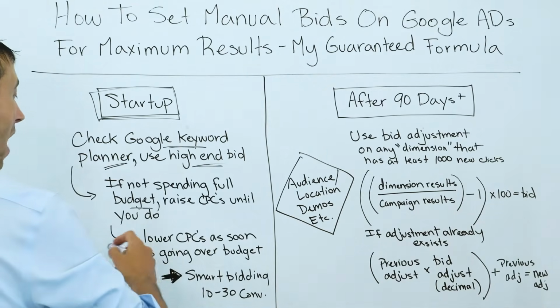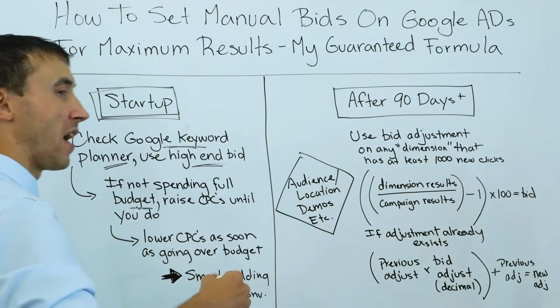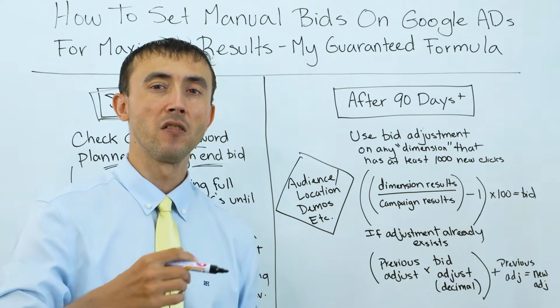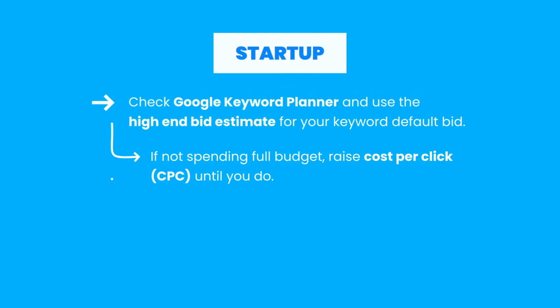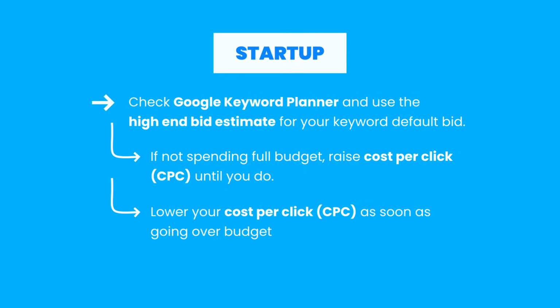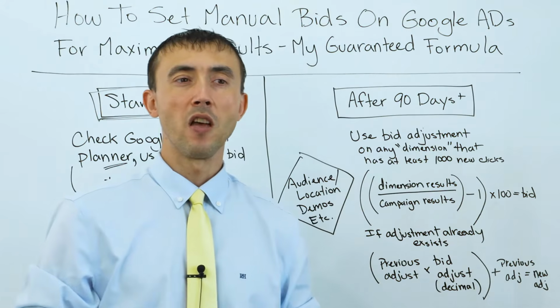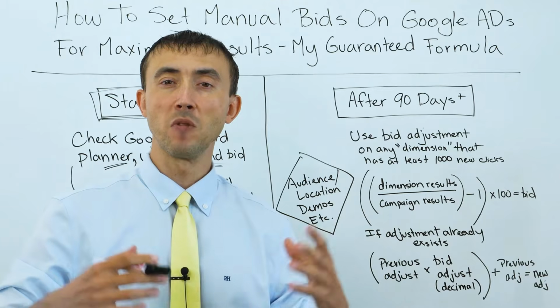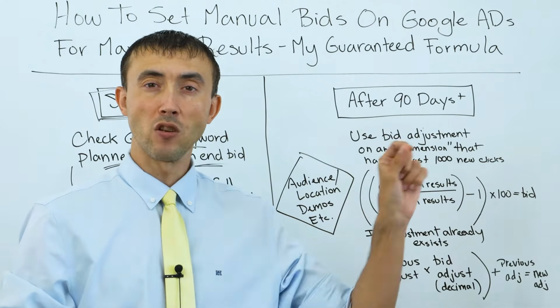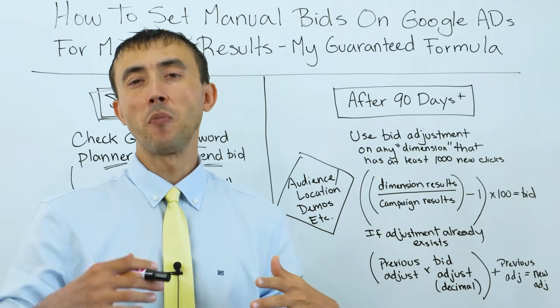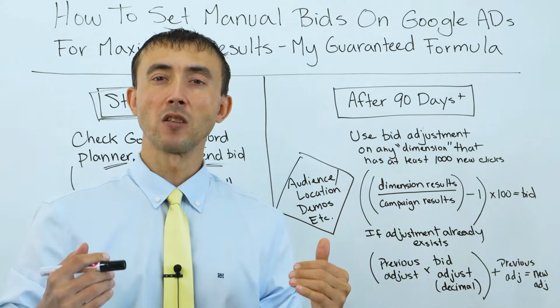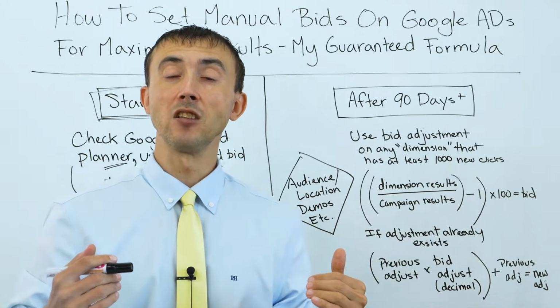Once you have spent your full budget and Google's saying your campaigns are limited by budget, on the campaigns menu, that's the sign to go ahead and lower your cost per click as soon as that happens. So if you're spending your 100 a day already, and assuming that's your budget, and Google's saying you could spend more on your campaigns, well, at that point in time, I would just lower my cost per click a little bit and see if I can lower it 10%.